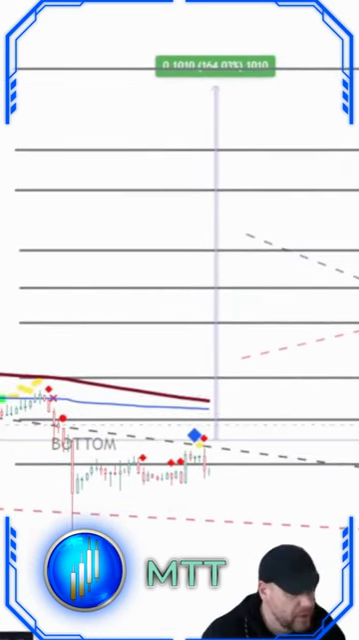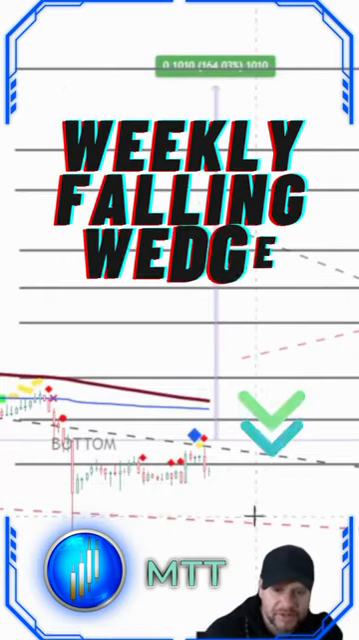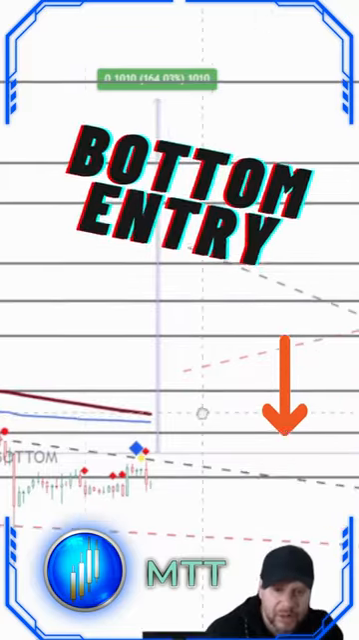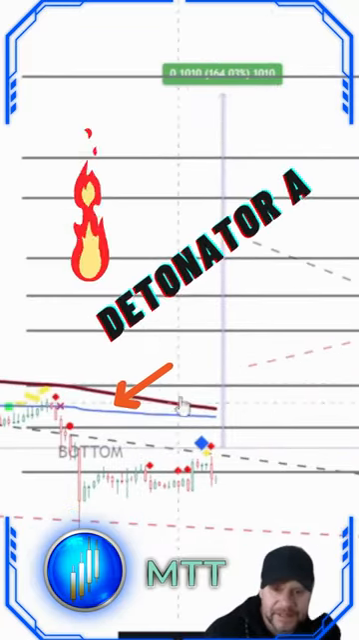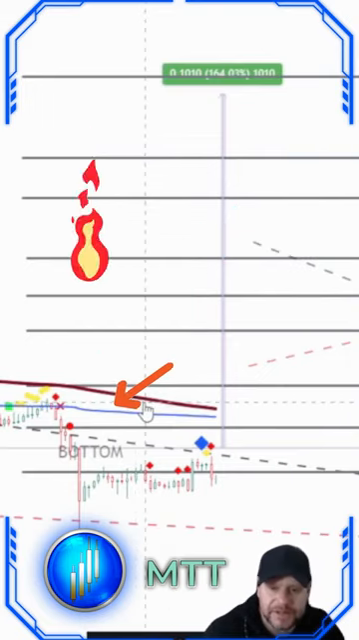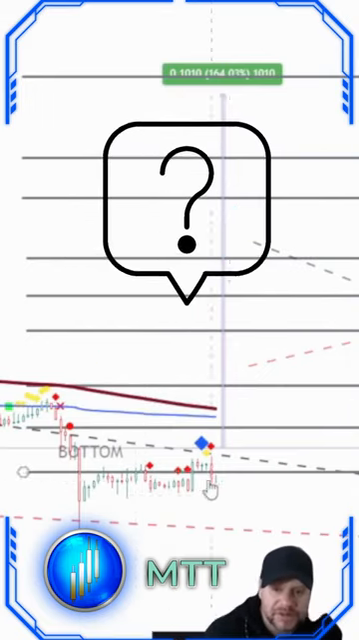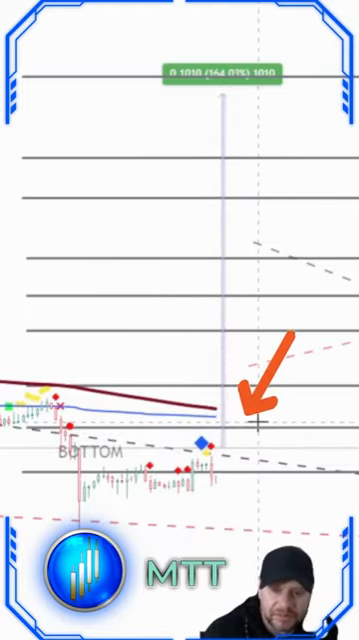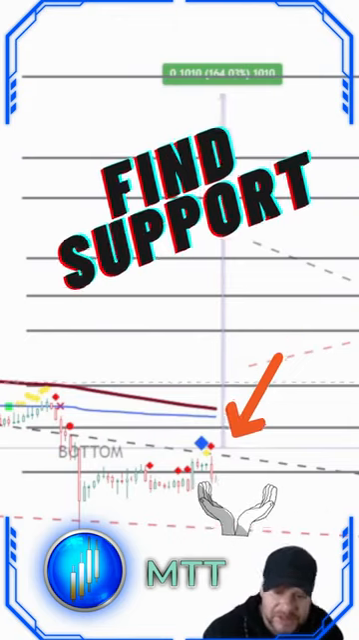We've got a weekly falling wedge right here, these two levels, the red and the black one. We got a bottom entry level right there, and we are below the Detonator Haze EMA levels, the red one and the blue line right there. Now what do we want? We want this trend to break this trend line right here, find support on the bottom level and start moving up. So let's see how this went.